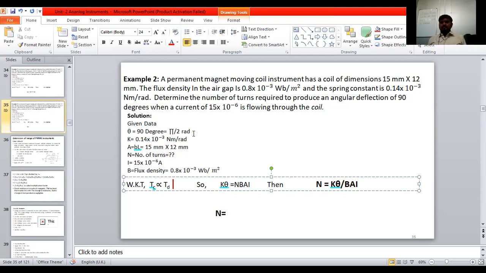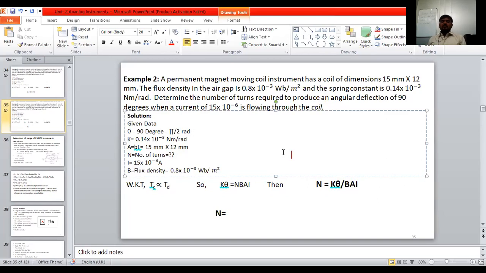Solve it once again. First, all of you calculate this K theta. Enter 5, divided by 2. Into K, how much is it? 0.14 into 10 to the power of minus 3, press equal to. 2.19 into 10 to the power of minus 4 has come.